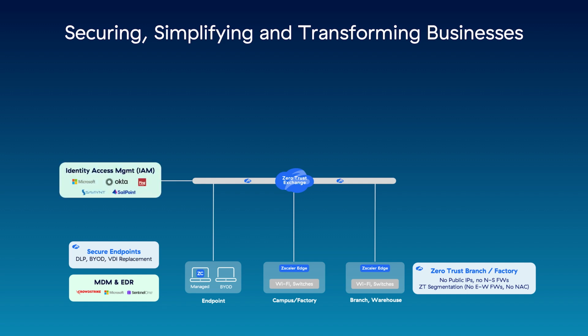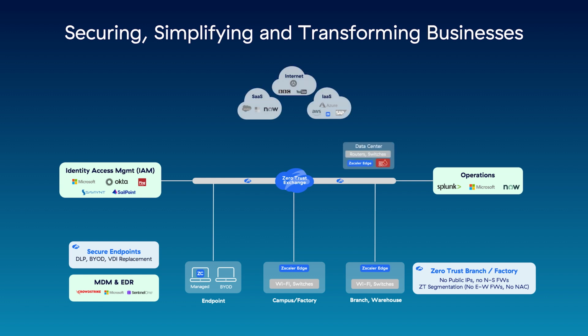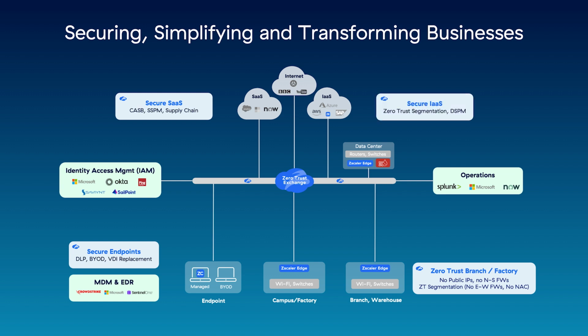We also work with third parties. As we said, you do need identity. We integrate with the best of breed identity providers. And you need to feed logs to your security operations solutions. In addition to that, we got full solutions to secure your SaaS data. There may be a whole range of data protection solutions, ranging from CASB, SaaS security, and third-party risk, and also for securing your cloud infrastructure. We got very good zero trust segmentation, as well as solutions such as DSPM.